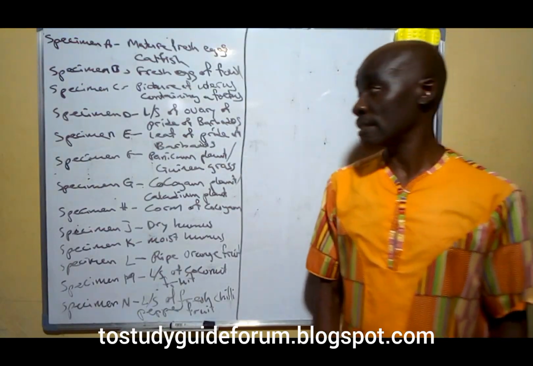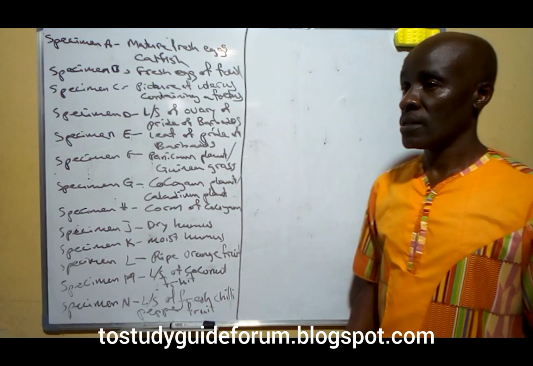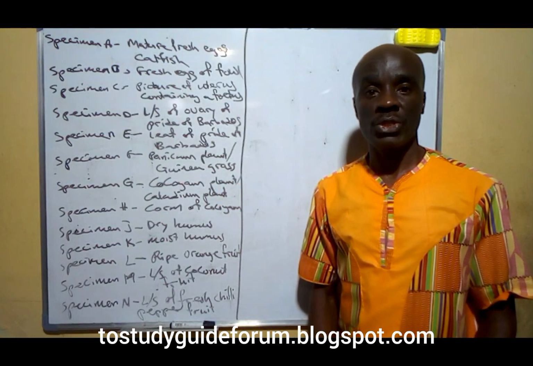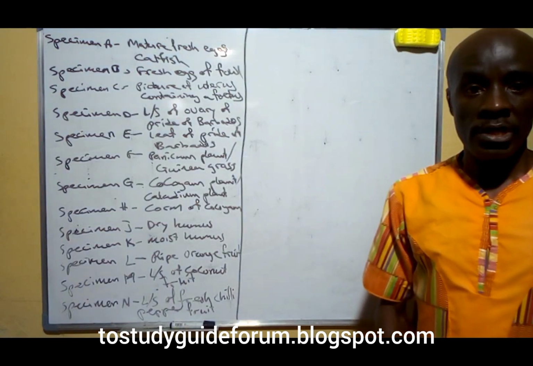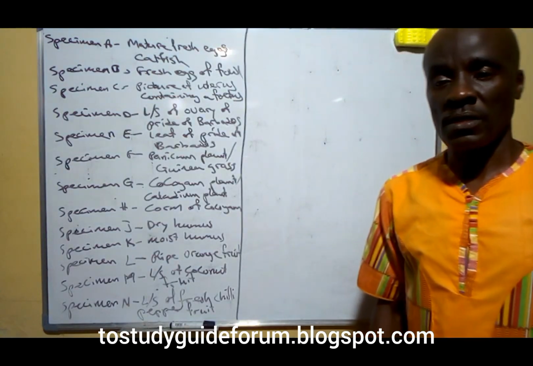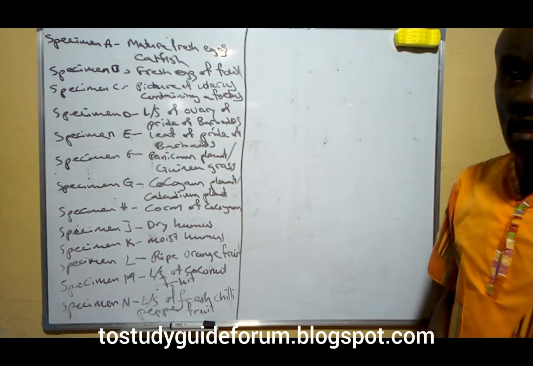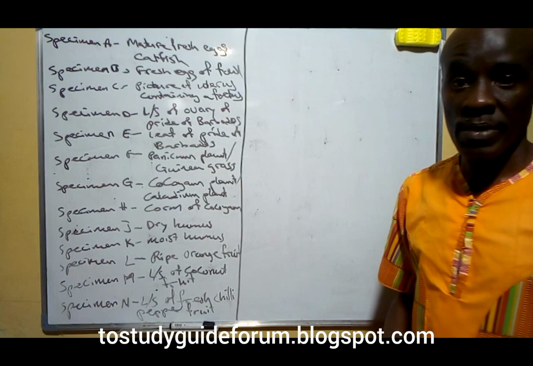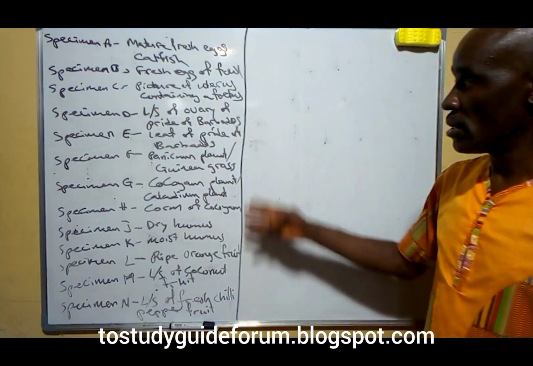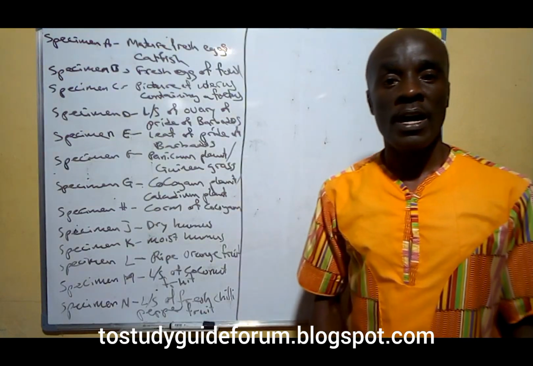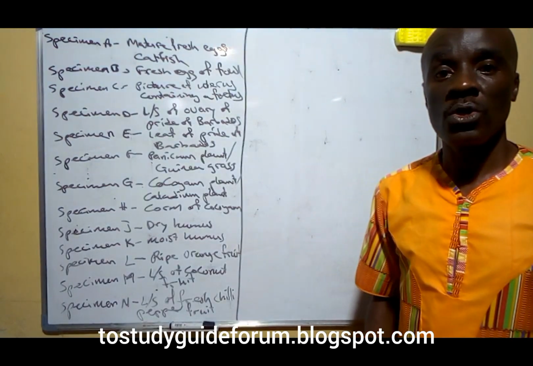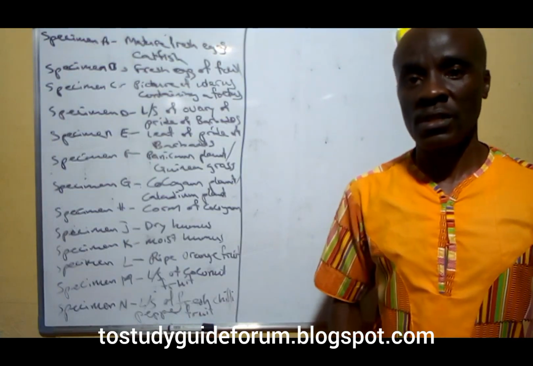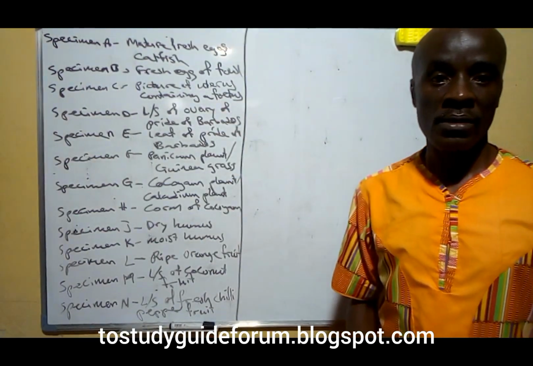Today we'll be looking at the specimen for the 2003 biology practical exam, and based on that, the list of items or specimen that we are going to use for this experiment. These are the things that we listed on the board, and we're going to look at some of the possible questions that might be coming out from the specimen.